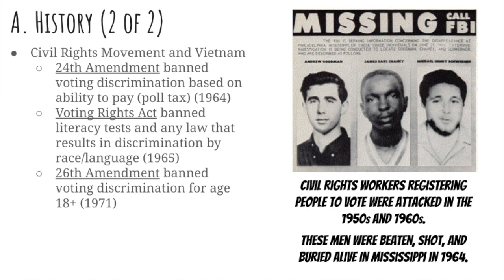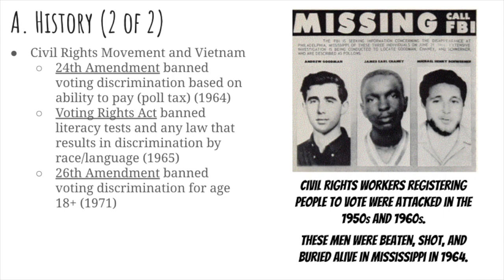The Voting Rights Act banned literacy tests and any law that would result in discrimination by race or language in 1965. This was a landmark piece of legislation. Basically it means that states that historically struggled with discrimination, which is largely the states in the former Confederacy, would have to get clearance through the federal government for any laws that potentially would make it more difficult for anyone to vote. Relatively recently, the Supreme Court has not gutted, but struck down parts of the Voting Rights Act. Parts of it are still in place.